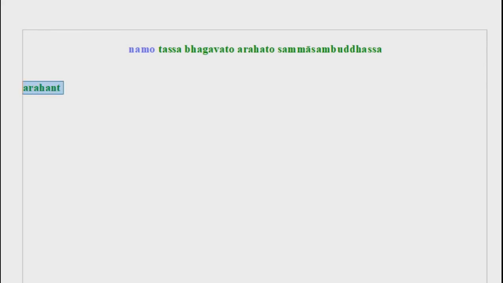Sama sambuddhassa. Now this is a compound, the ending of which shows the case. So this is assa, this is our dative case ending. Sama is perfectly, completely, and sambuddha is enlightened. Usually this is taken as like the perfectly enlightened one, a universal Buddha, not just simply someone who is enlightened, but completely and utterly enlightened and also able to teach the path to that enlightenment.